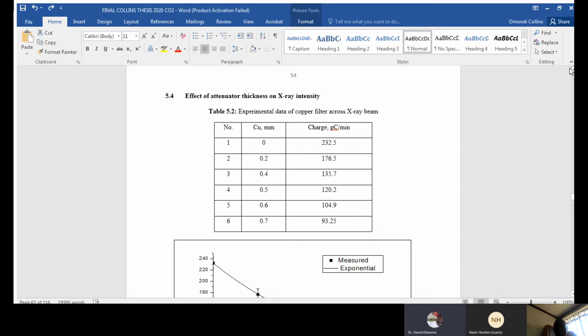Yes, so when you do 10, you will not get 232.5. You'll get 232.5 plus minus a value, not 5%. There'll be a definite value when you did the measurement without copper, and with 0.2, up to 0.7. There'll be different values, plus minus. Normally you just put them there as plus minus. For example, this 232 may be 232.5 plus minus 0.6 or 1.2 or 10.5. There'll be a definite value when you average those 10 values.